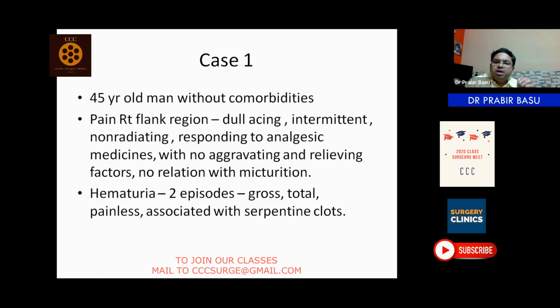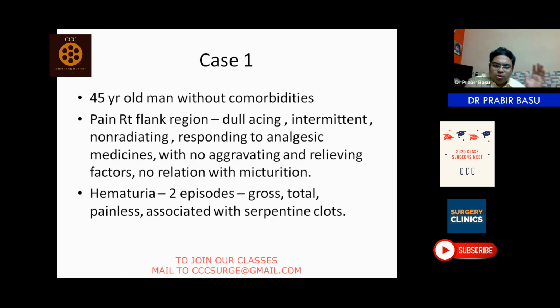Serpentine clots mean it is coming from the upper tract, the ureters. Because what happens in the kidney is that there will be clot formation, but it will break and come to the ureters. So that's why it becomes a long, string-like clot. If there is a bladder cancer, the patient's clots are more likely to be flat, rounded clots. You can understand, whenever you have serpentine clots, you are trying to maneuver the history towards the upper tract.